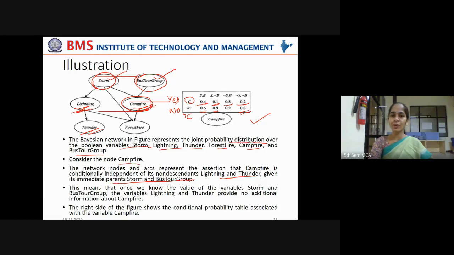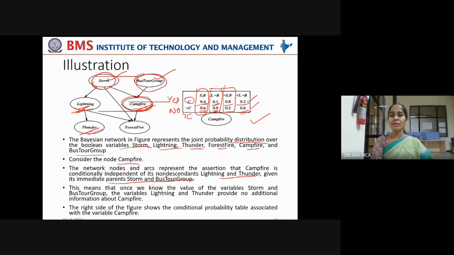Now, once again, did you notice the sum of probabilities is 1? This sum of probabilities is 1. This sum, 0.8 plus 0.2, is 1. Here the sum of probabilities 0.2 and 0.8 is 1. So the probability is distributed across the occurrences of campfire, yes or no, based on its parents' probabilities, whether they have occurred or not.